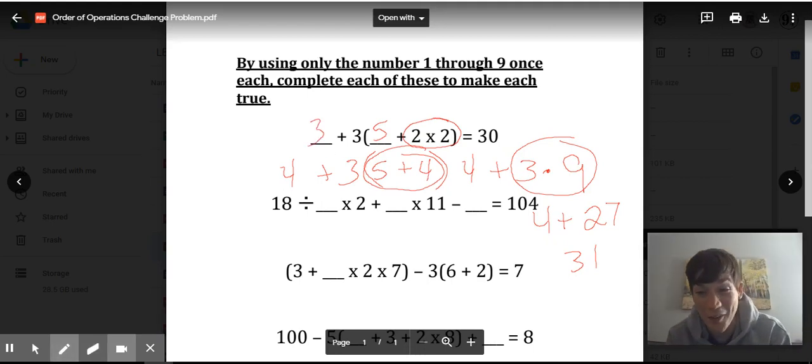Now, here's the thing that's difficult. Just because we found an expression that works, that doesn't necessarily mean that it's the right answer, because we might need a 3 or a 5 later. So you're going to have to try a bunch of different possibilities here in order to figure this out. Because remember, you can only use every number one time. Your goal here is to fill in every single blank with a 1 through 9 only one time each.